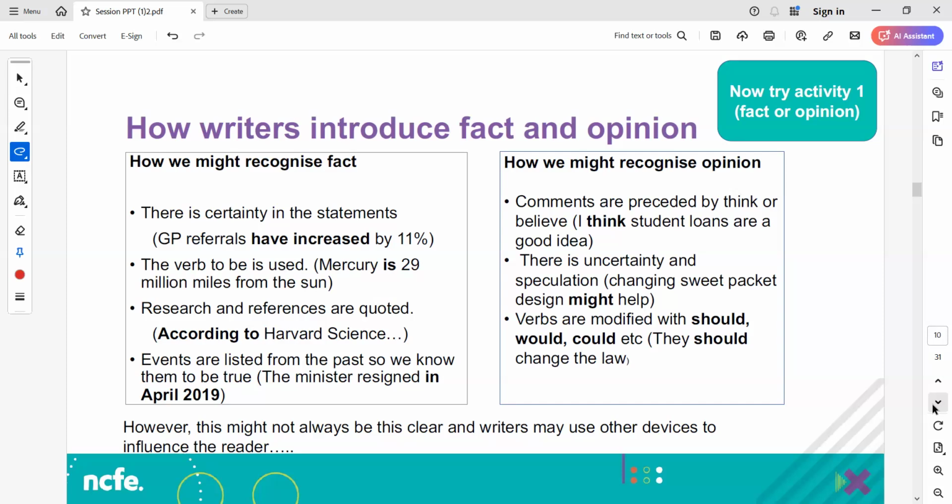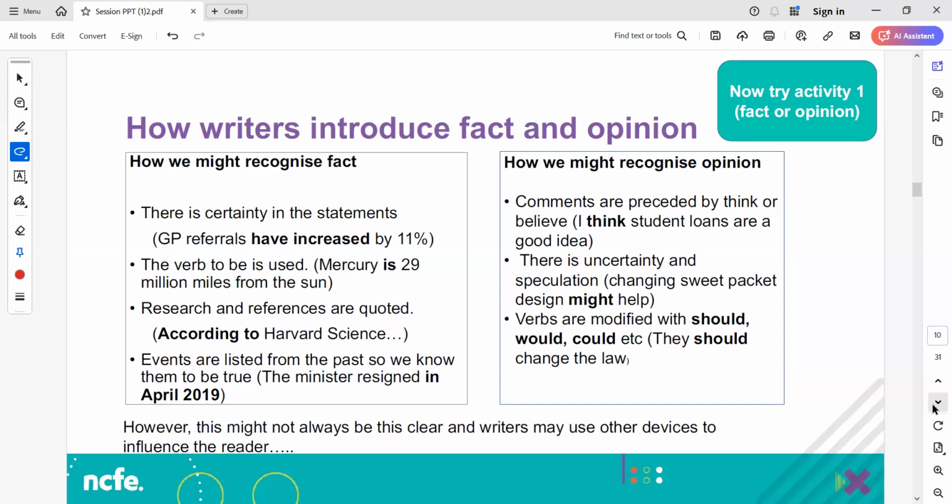But how can we recognise opinion? So comments are preceded by I think or they think or I believe. I think student loans are a good idea. There is uncertainty and speculation. So changing sweet packet design might help. So there's not that certainty that we saw in the information about facts that it will help. It might do.